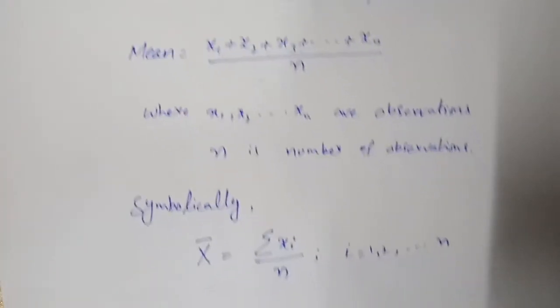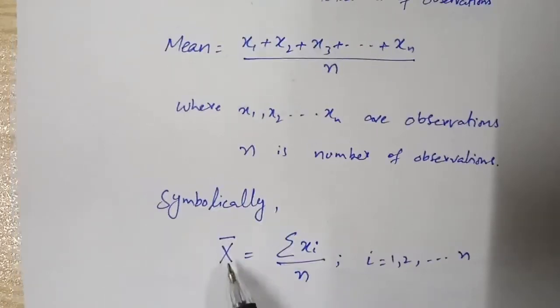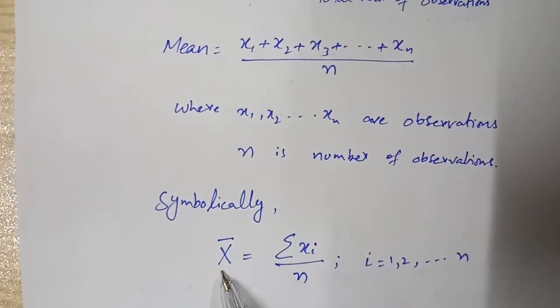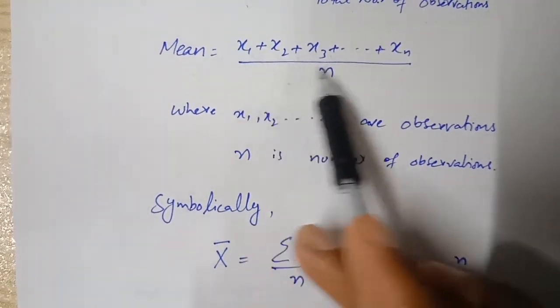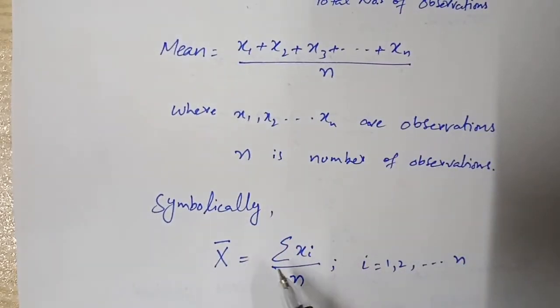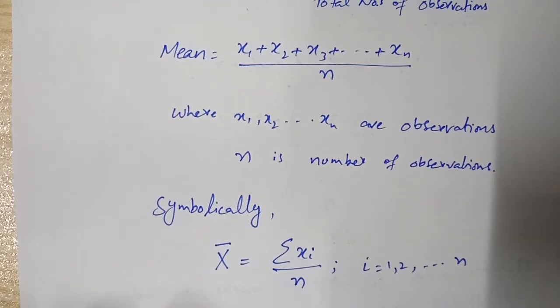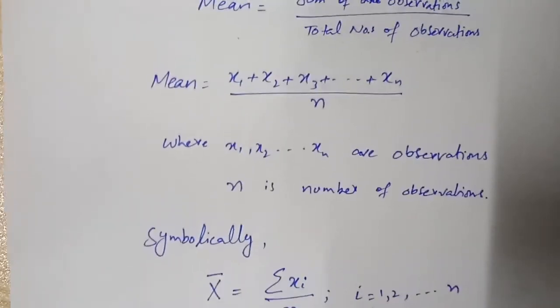And we can explain it symbolically: the mean of ungrouped data is expressed by x bar, and we can write these values x1, x2, x3 symbolically as summation xi over n, where i is equal to 1, 2, 3 up to n. So this was the definition and formula of mean for ungrouped data. Now we will look at an example, and its sense will be clearer.